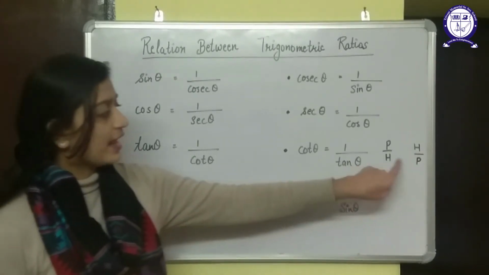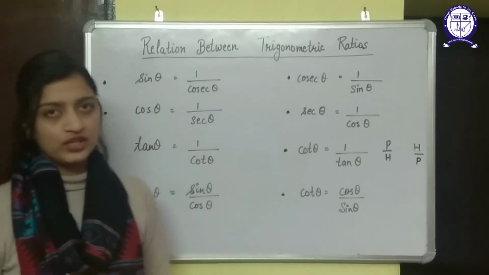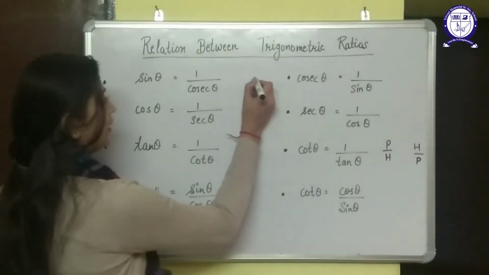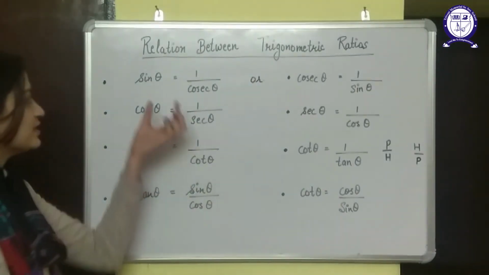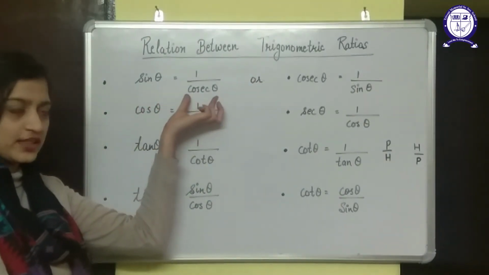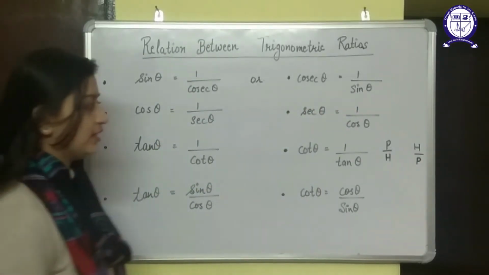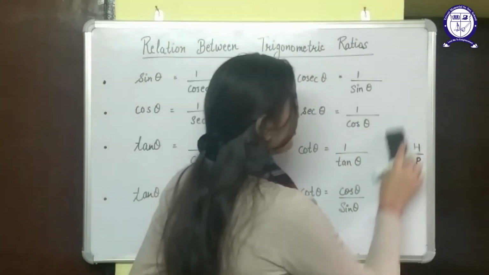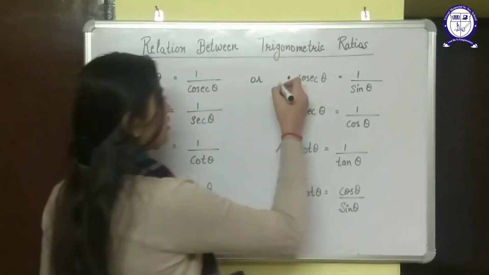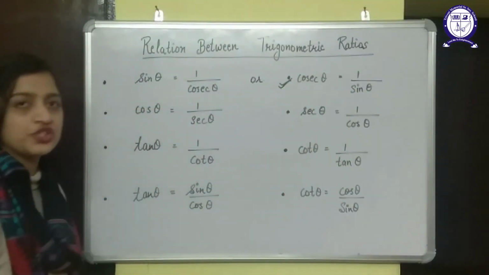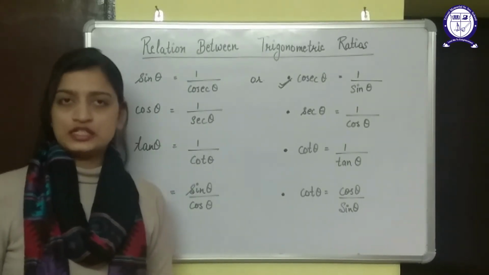So there is a direct relation between them, that one ratio is the reciprocal of the other. This is what my first relation depicts, that either sine theta equals 1 upon cosec theta, or cosec theta equals 1 upon sine theta. Whenever we do the questions of this chapter, we generally use this relation. We try to change cosec theta into 1 upon sine theta to make the question easier for us.